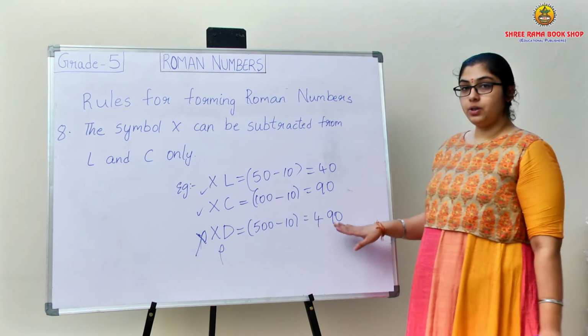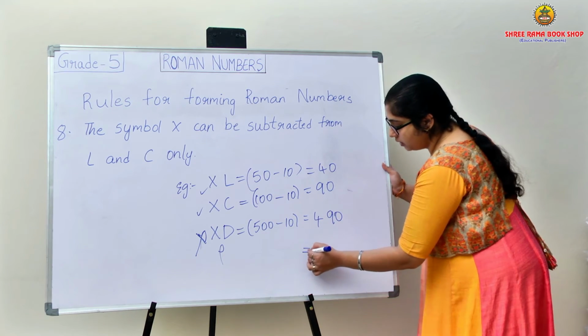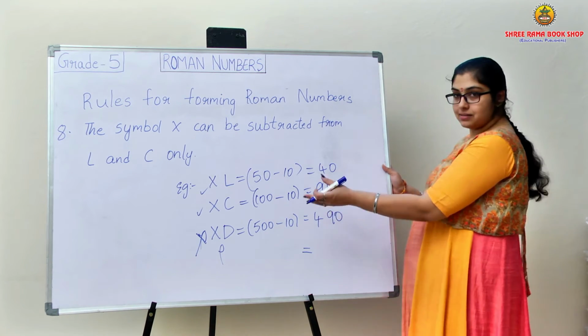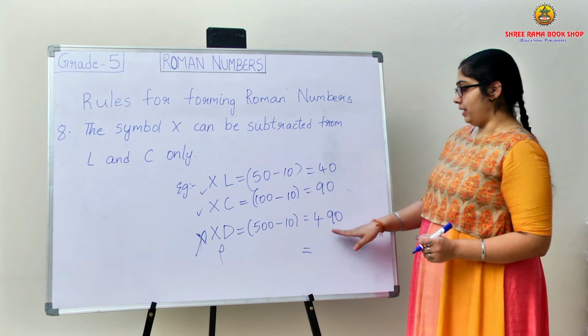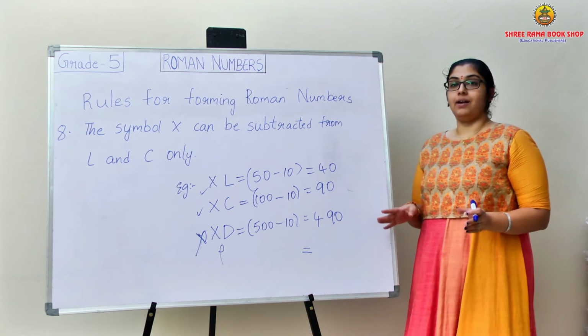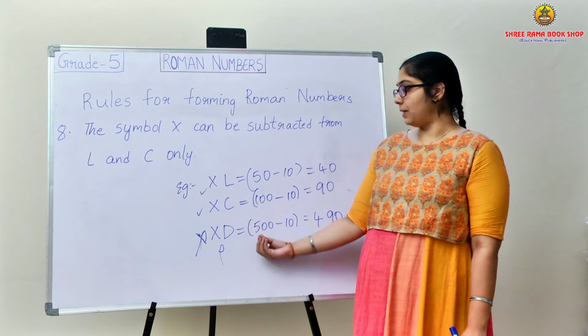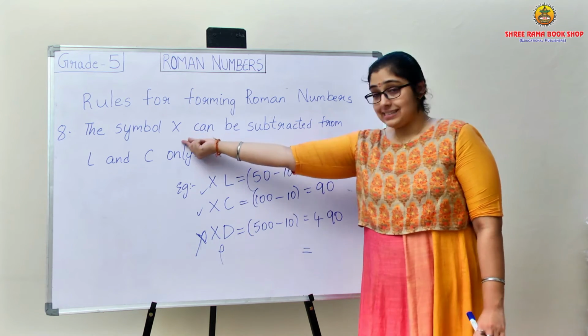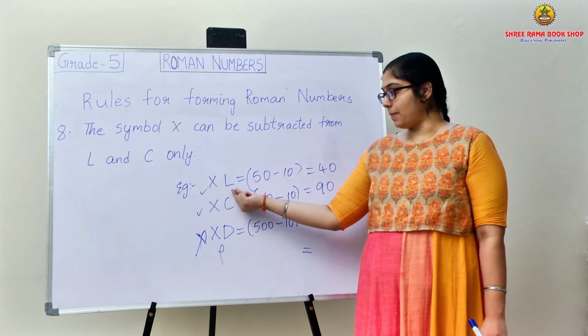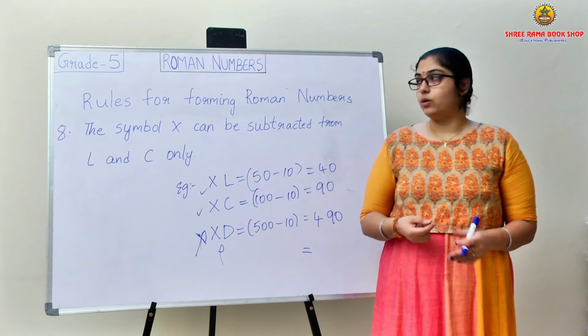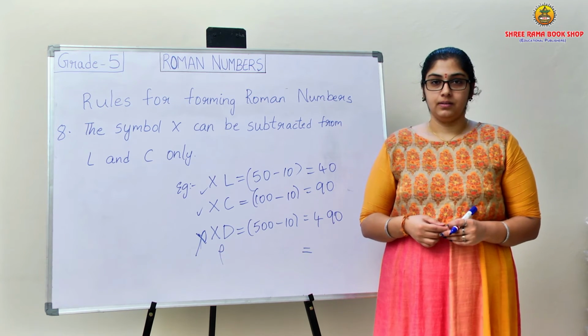So how do I represent 490? You can write it as XC and so on. We cannot subtract the X symbol from D. We can subtract it only from L and C. Now we'll go for rule number 9.